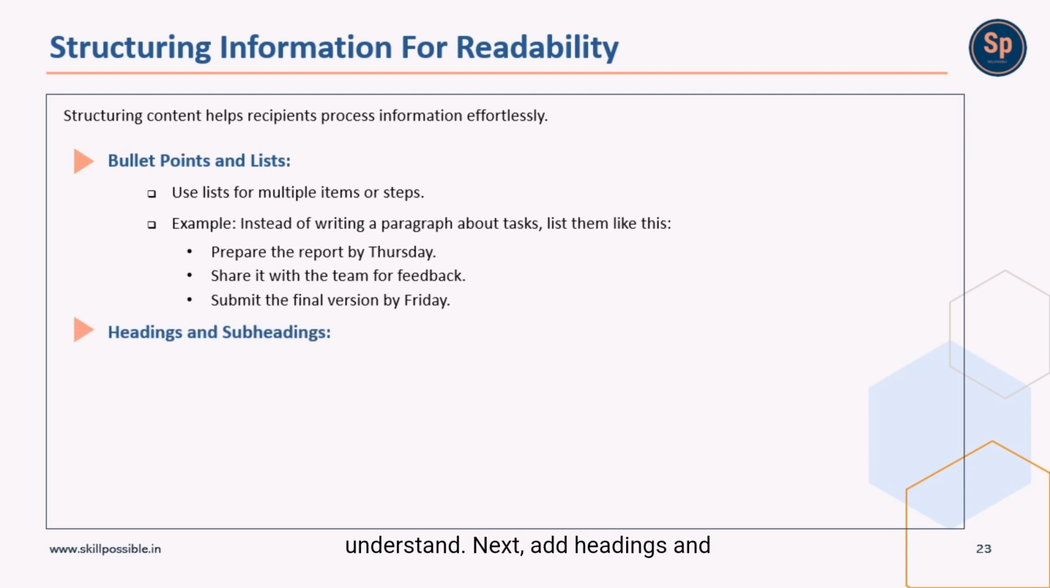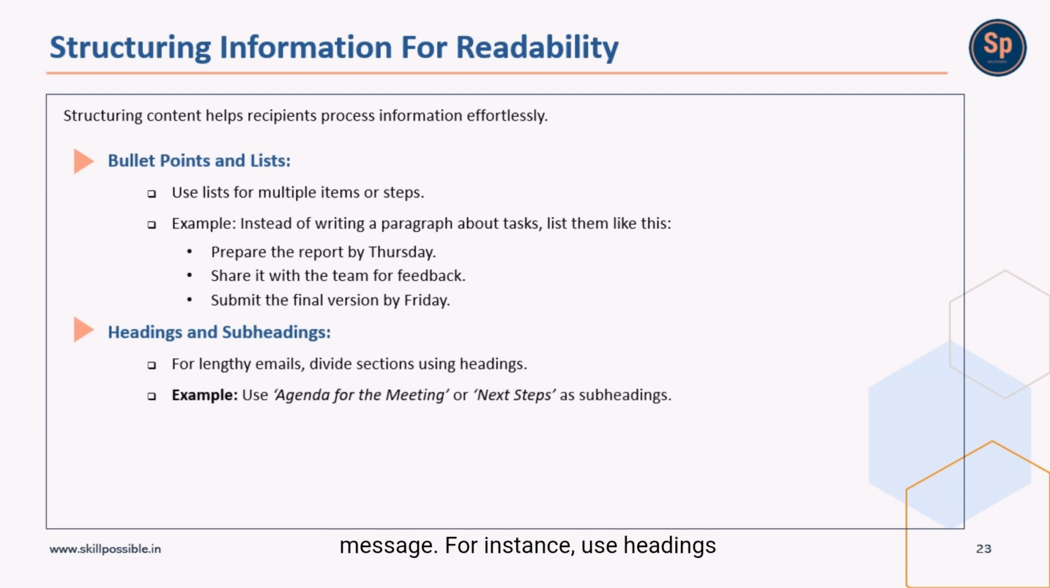Next, add headings and subheadings, especially in longer emails. Breaking content into sections with clear titles helps guide the reader through the message. For instance, use headings like Agenda for the meeting or Next steps to separate key parts of your email. It creates a natural flow and makes your message more user-friendly.